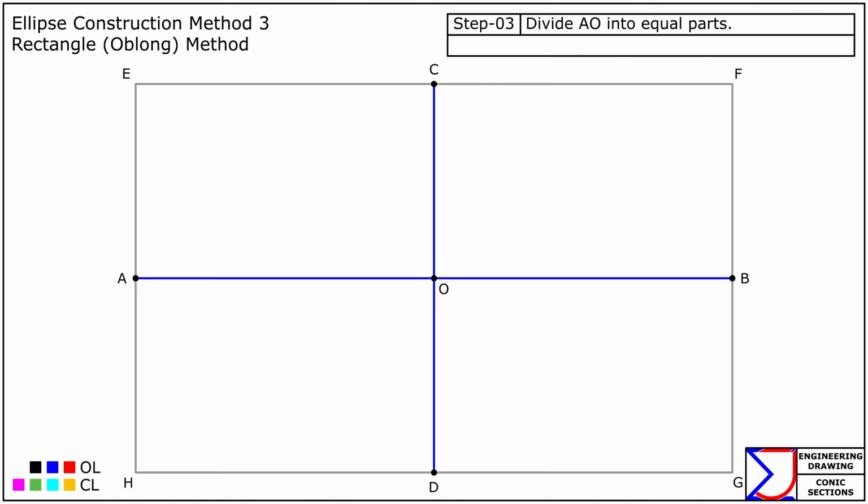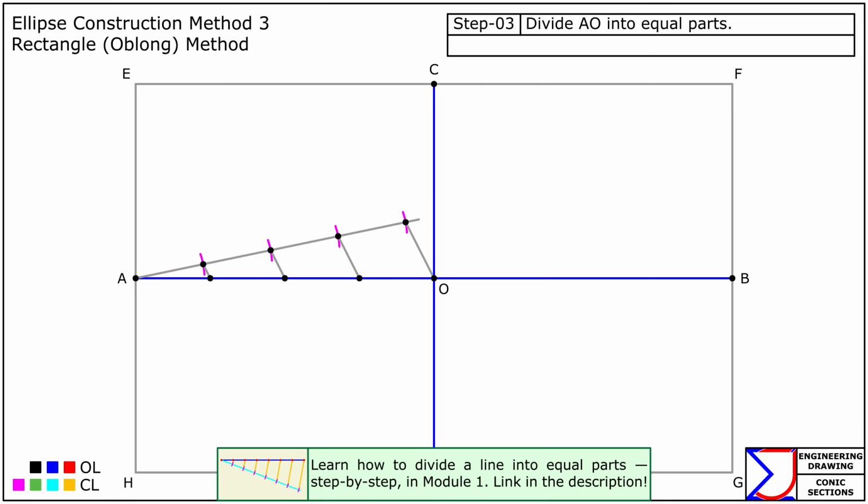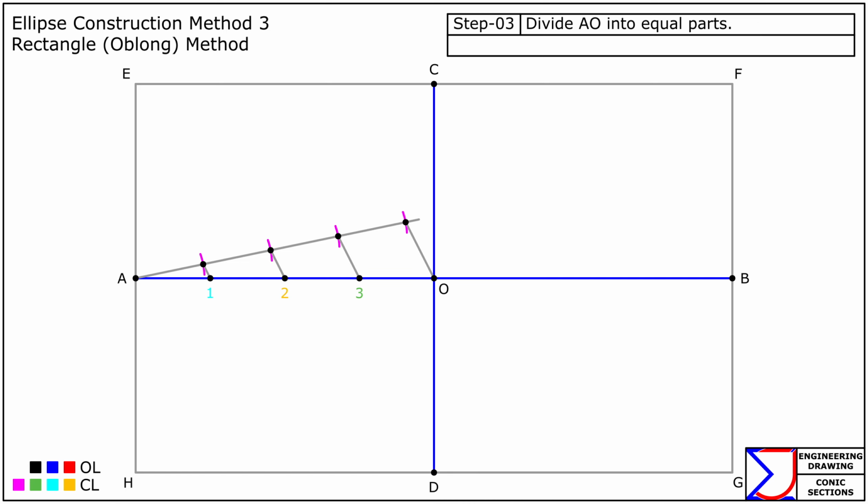Now, divide the segment, AO, into equal parts, for example, 4, and mark the points accordingly, as shown. Then, using the same division length, mark corresponding points along OB.